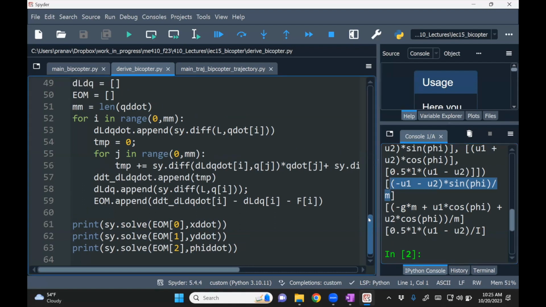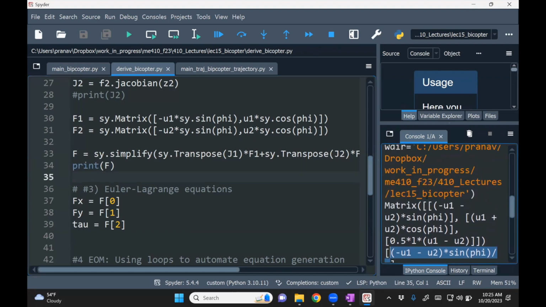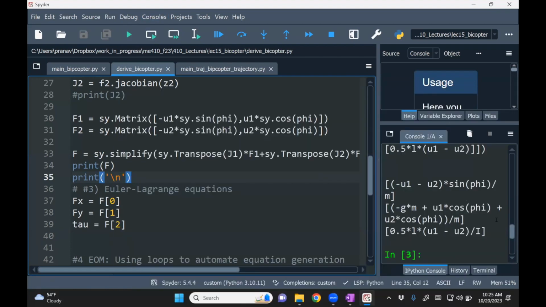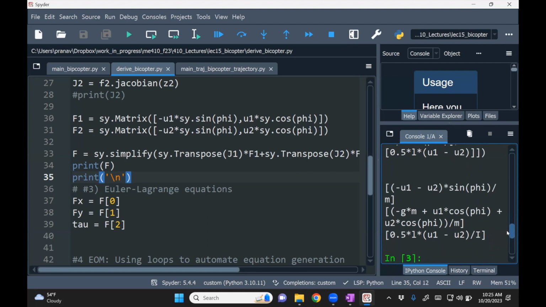I think I'm printing something else there previously. Let me see if I have printf. So I was printing the thrust force. Yeah, this was the thrust force. The first three are the thrust forces. So the thrust forces are u1 minus u2 sine phi, u1 plus u2 cos phi, and the torque is 0.5 L u1 minus u2. And then the three equations are there. I wonder if you can do a line break by doing this. Okay, this might just give me the line break I need. Yeah, so now there's a line break here. So the first three are the forces, and the last are the equations of motion.